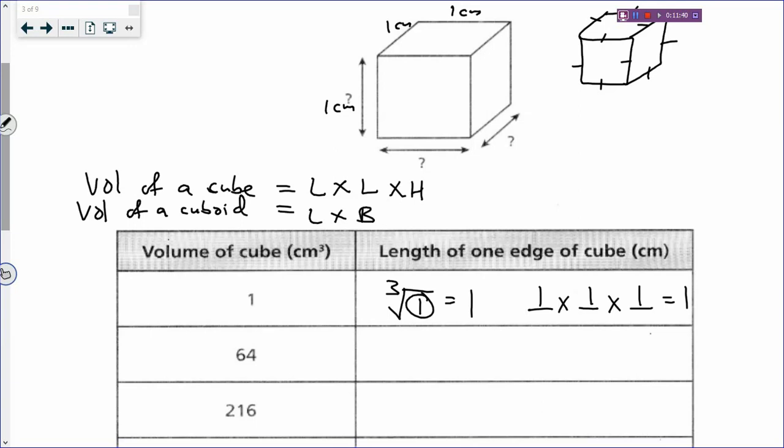So what's the formula to find the volume of a cuboid? Length times breadth times height. So this formula is very important because if you forget this formula, then you can't do any questions on volume.